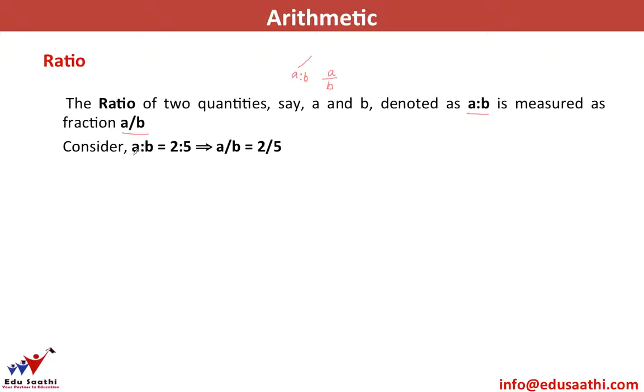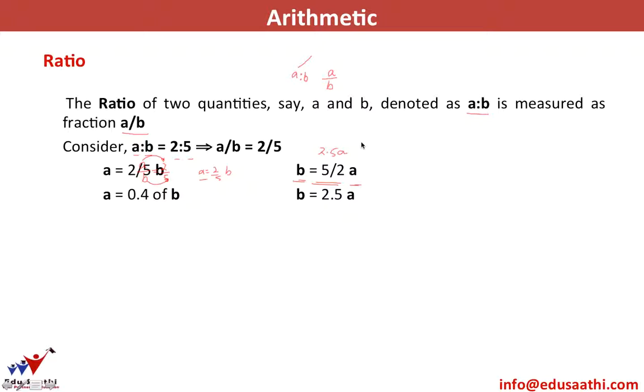So if I consider A ratio B as 2 is to 5, A is 2 parts compared to 5 parts of B. So I can write A as 2/5 of B. For every 5 parts of B, I have 2 parts of A. Similarly, I can write B as 5 by 2 of A, or I can write B as 2.5 times of A.